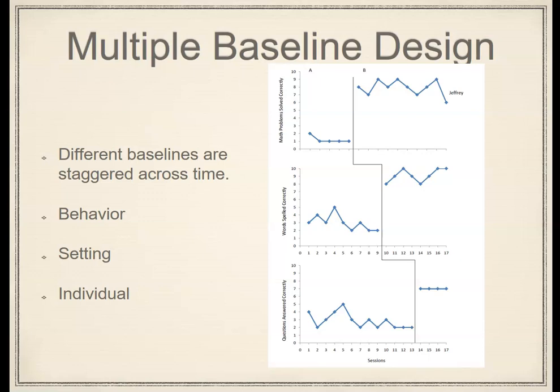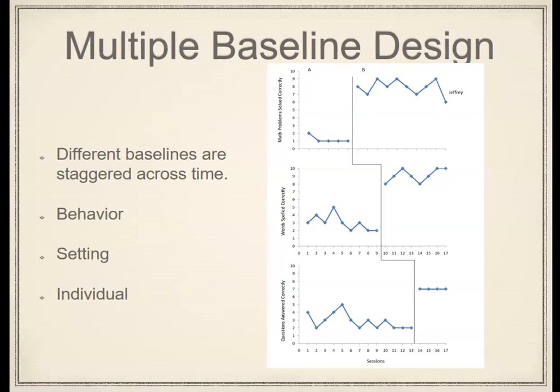And here we stagger the different baselines across time. So we can show baseline levels remain stable and constant, and the dependent variable only changes when the intervention is put in place, showing experimental control and 3 replications of effect.